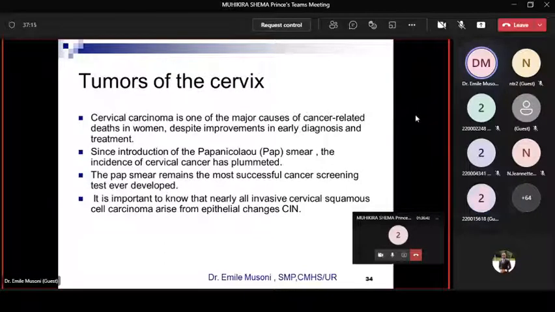Tumors of the cervix: the most common is squamous cell carcinoma. This is the most common cancer of the cervix. But with screening for cervical cancer, as we have seen in cytopathology, we can reduce the mortality related to squamous cell carcinoma using the pap smear. We have seen it the last time.